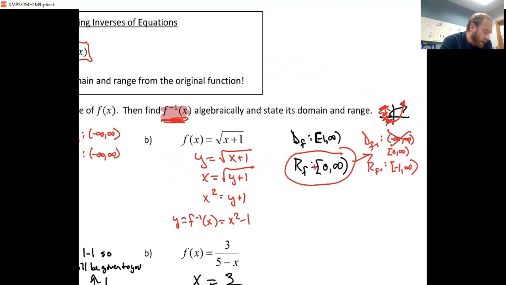For part B, I usually catch students on this one because there's something that's important to know. That part B, f of x is the square root of x plus 1. Yes, we could find our inverse. Our inverse ends up being a quadratic.